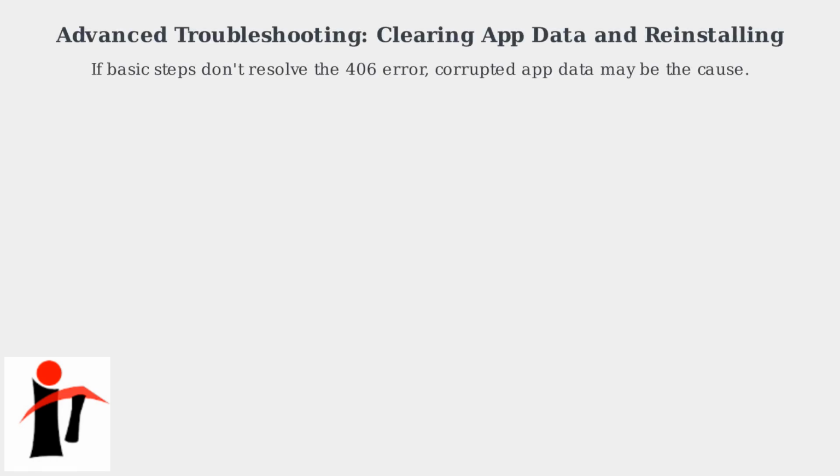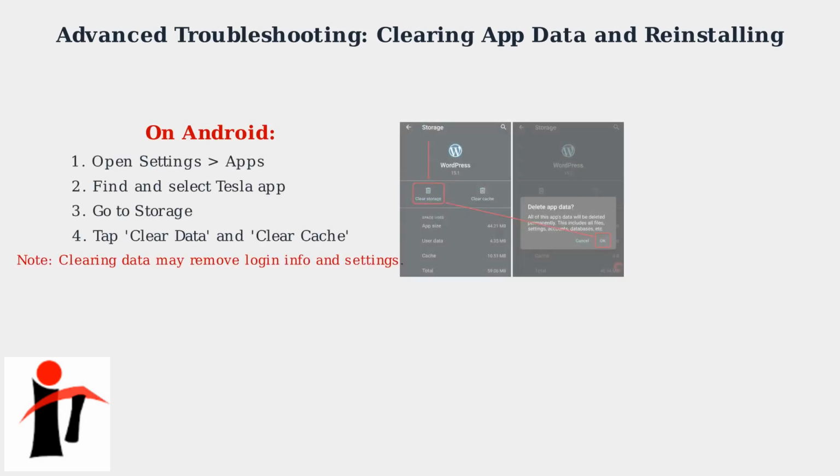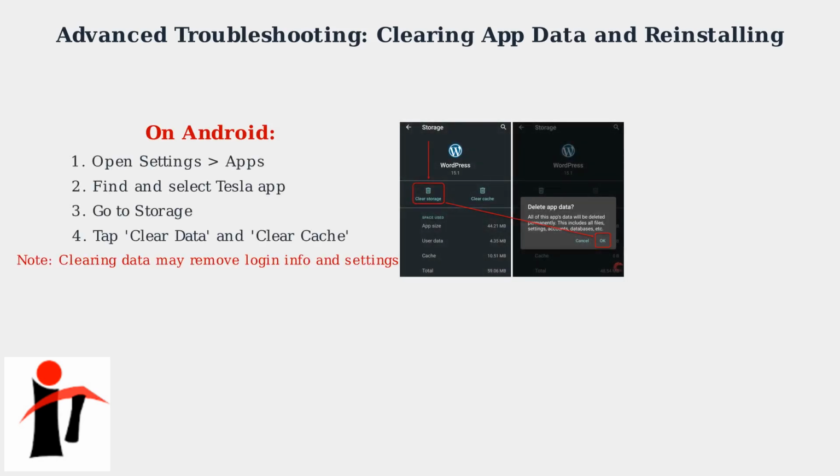If the basic troubleshooting steps don't work, the Tesla app's 406 error might be caused by corrupted data stored on your device. Clearing the app's data and cache can often resolve this issue. On Android devices, start by opening your Settings app and navigating to Apps. Find the Tesla app in the list, then tap on Storage. Here you'll see options to clear data and clear cache. Be aware that clearing data may remove your saved login information and app settings.